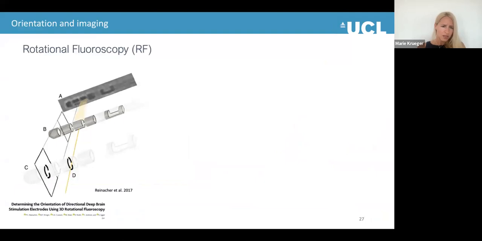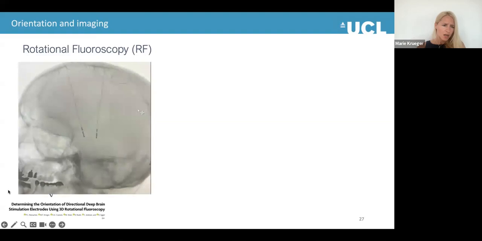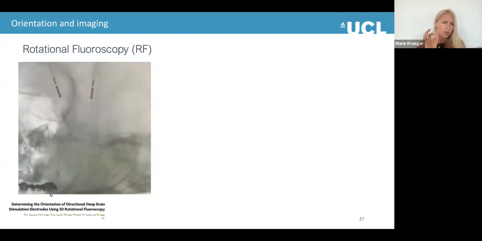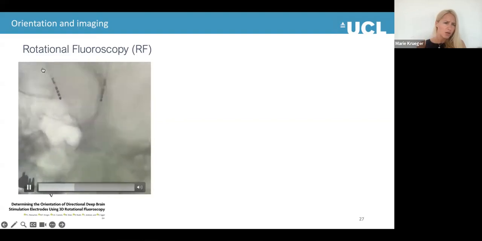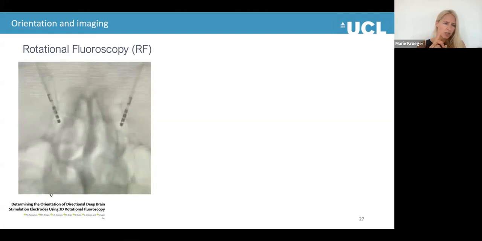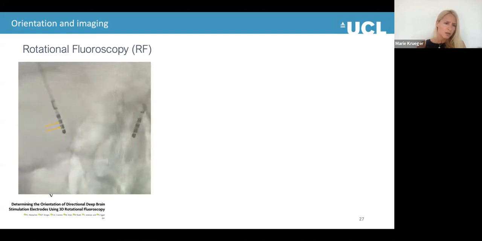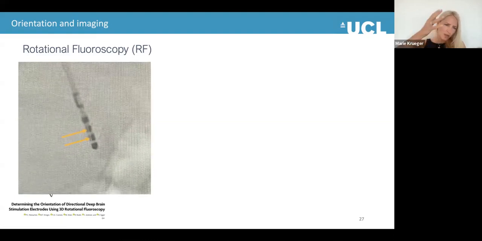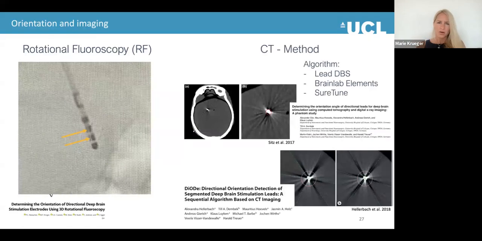The rotational fluoroscopy, this was a paper by Peter Reinacher in 2017, I think the first one that was really reliably detecting the lead's orientation, is much more precise. You can break it down to, I think, 2 or 3 degrees. So if you look here and you look at the marker, it looks the same. But if you continue to rotate it, at some point, you can see the iron sights here. And because you can go back and forth, you can find them when they're at their brightest. And that's when the electrode is truly anterior.